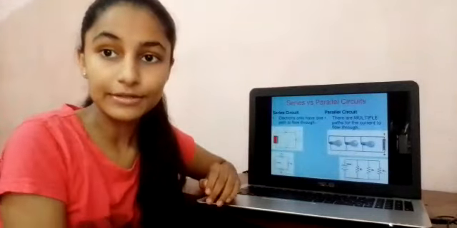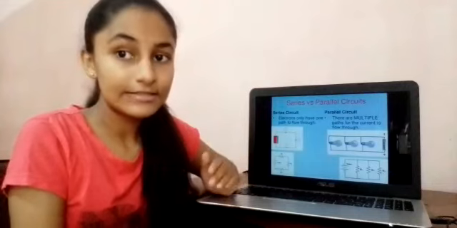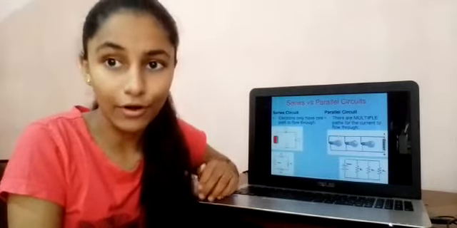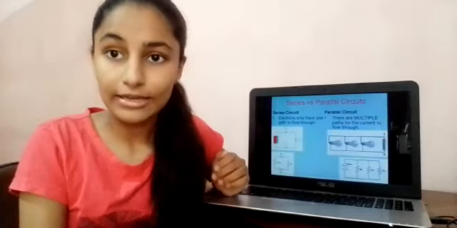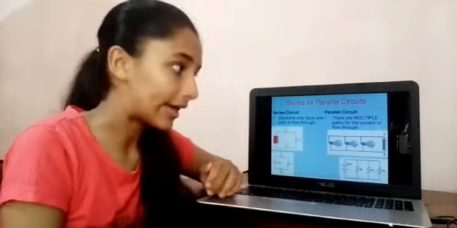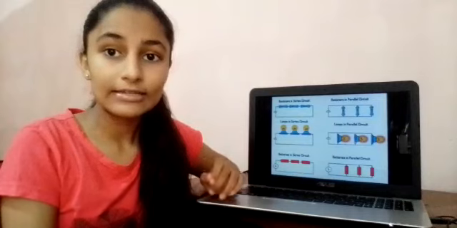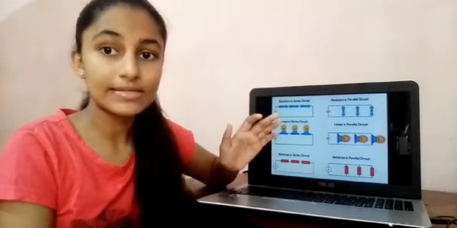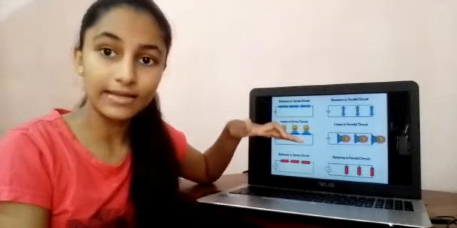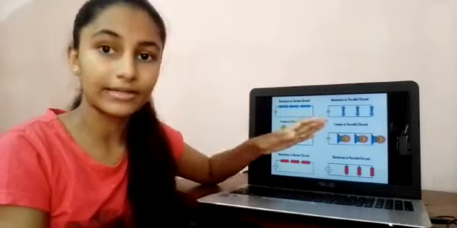Now I'm going to talk about the difference between series and parallel circuits. You can see in series circuits there is only one path for the flow of electric charges, but in parallel circuits there are multiple paths for the flow of electric charges. You can see clearly the difference between series and parallel circuits. Here, resistors, bulbs and cells are arranged in series manner and in parallel manner.